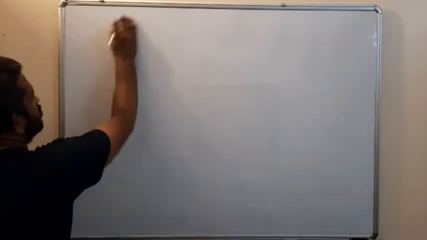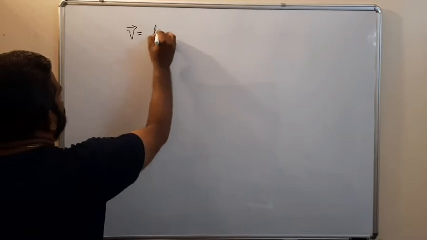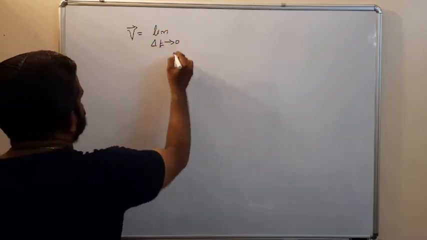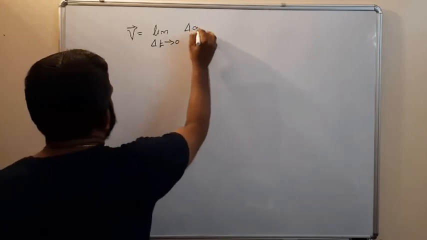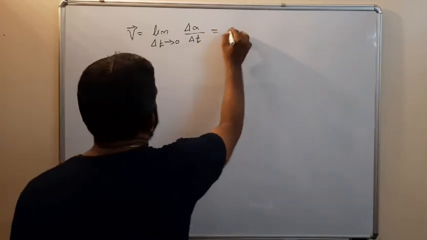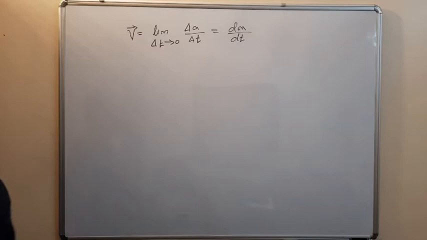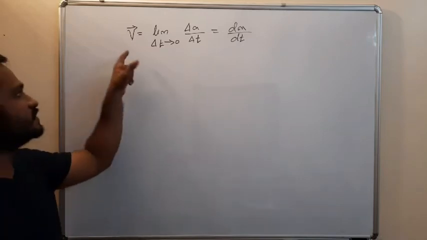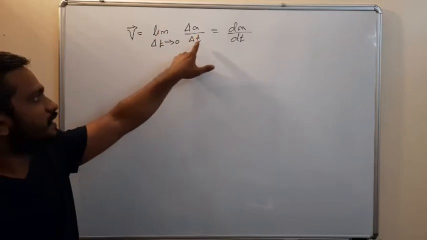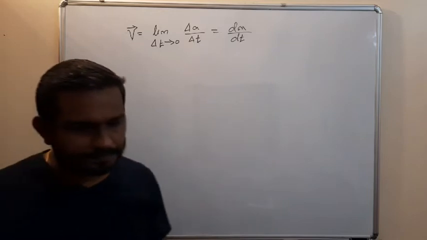So instantaneous velocity v vector is equal to the limit as delta t tends to 0 of delta x by delta t, which is equal to dx by dt. So we derived the formula like this.